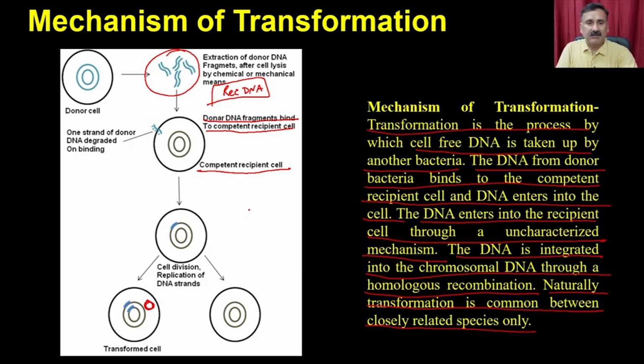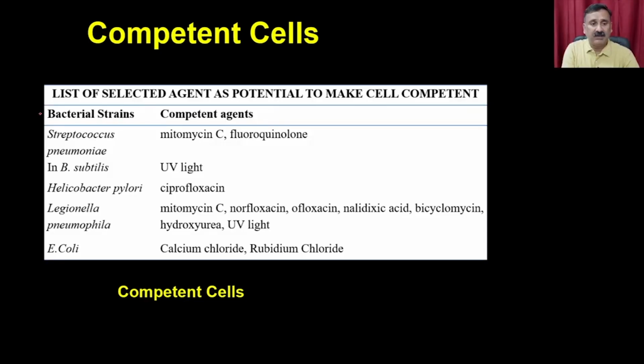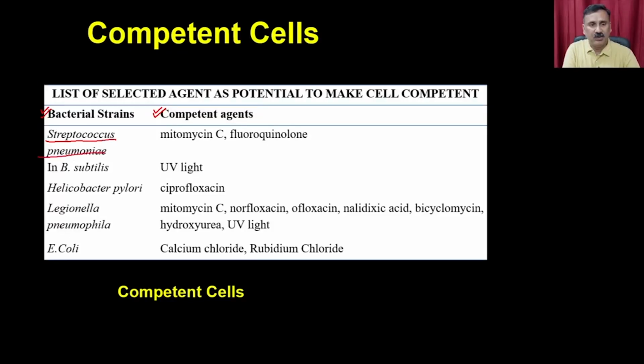Now, how are you going to prepare the competent cells for your laboratory experiments? Depending on the bacterial species, you can use different types of chemical reagents which change the surface chemistry and make the cell competent so that they take up the extracellular DNA. So for example, in the case of Streptococcus pneumoniae, you treat the cells with mitomycin C or fluoroquinolone. When you treat the cells with mitomycin C or fluoroquinolone, they become competent and take up the extracellular DNA.